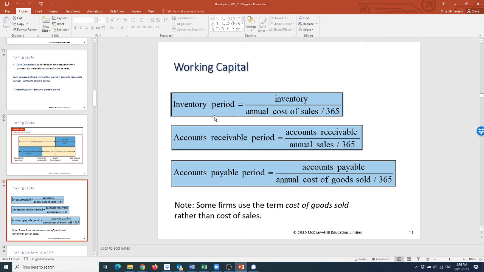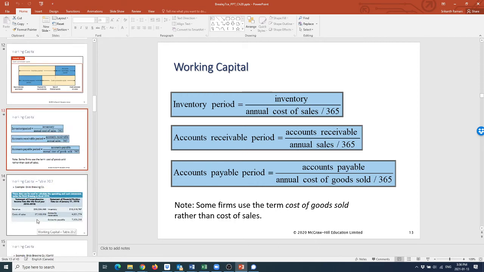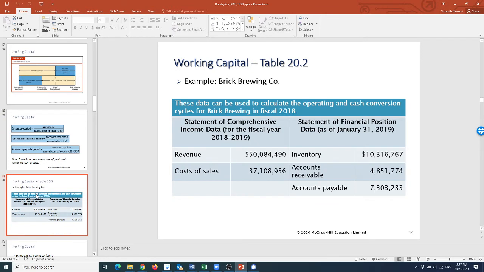Okay, so the inventory period is the inventory divided by annual cost of sales divided by 365. Same thing for receivables. For accounts payable, instead of cost of sales, you use cost of goods sold. Okay, and so these are your receivables. Your textbook also gives you an example, which is given in your slides as well. So let's quickly go through this example.